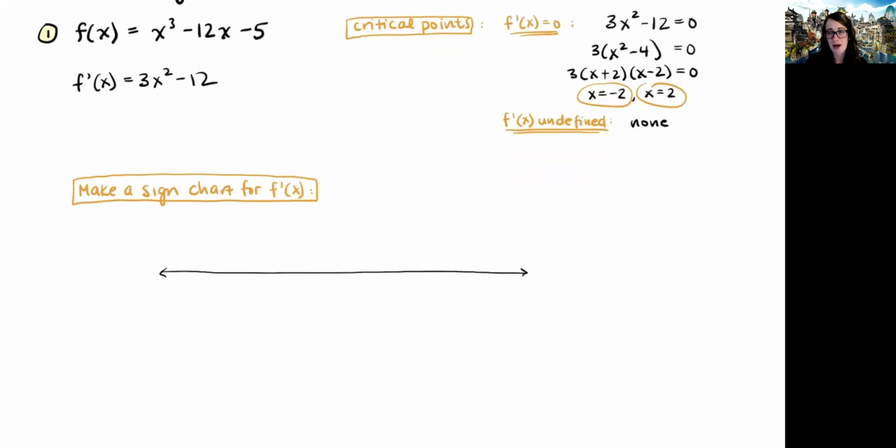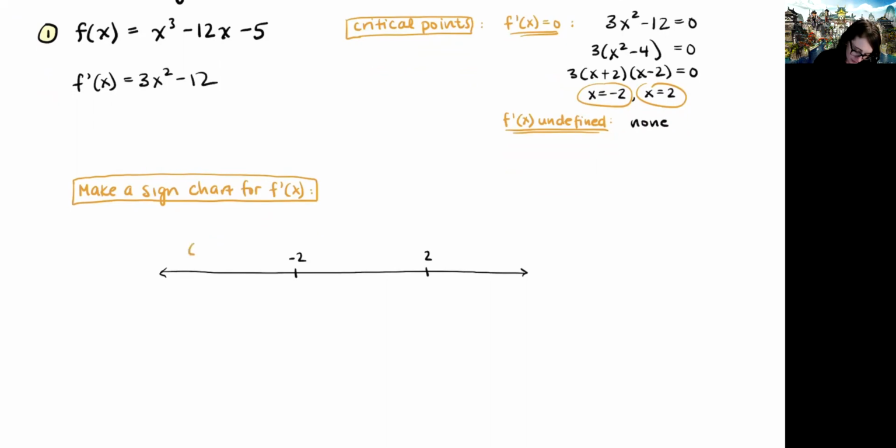We want to place our critical points, or our critical numbers, on the number line in order. So we've got negative 2 and we've got positive 2. Negative 2 lives to the left of positive 2, so we want to put them in that order. Now this is going to divide up our number line into 3 separate intervals.